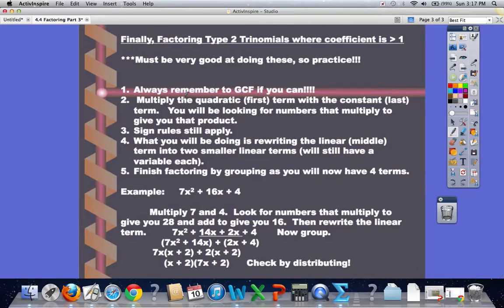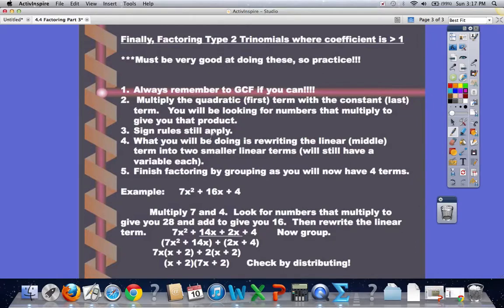Then you want to multiply the quadratic term, which is the first term, with the constant term, which is the last term. You will be looking for numbers that multiply to give you that product. Whatever you get when you multiply the first and last term, that's what you're going to be looking for, numbers that multiply to. The sign rules still apply, so if you've memorized those, you will be well above everybody else.